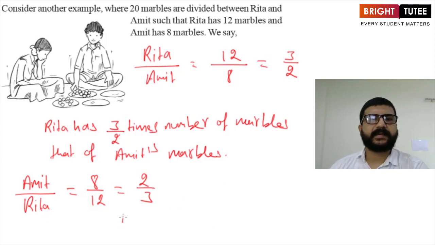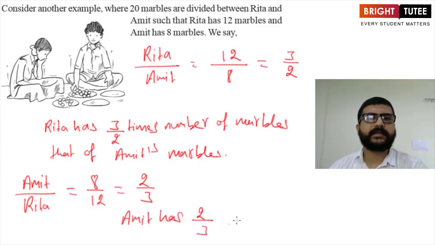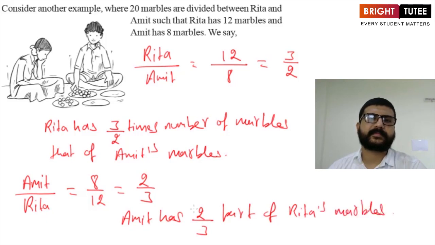or we can say Amit has 2 upon 3 part of Rita's marbles. As Rita has 12 marbles and Amit has 2 upon 3 of it, that is, 2 upon 3 of 12 is 8. So it means Amit has 8 marbles, which is 2 upon 3 part of Rita's marbles. So this is how we can compare two quantities using ratio.